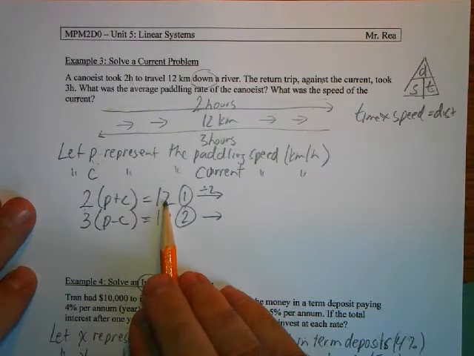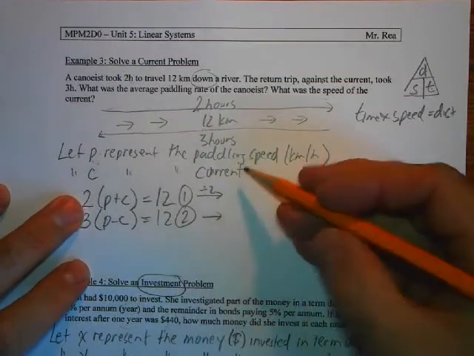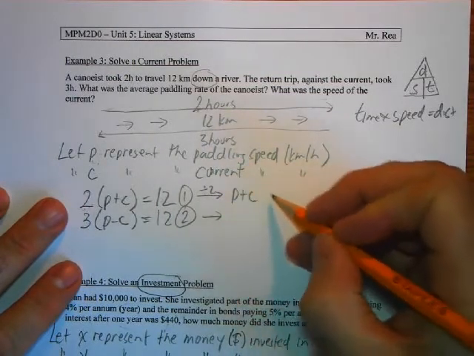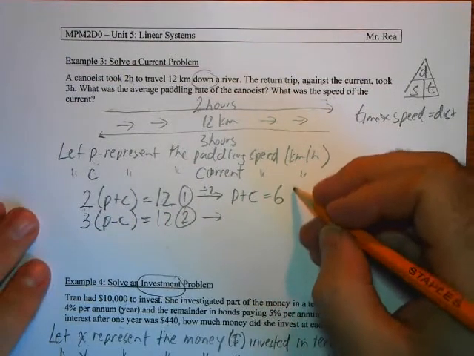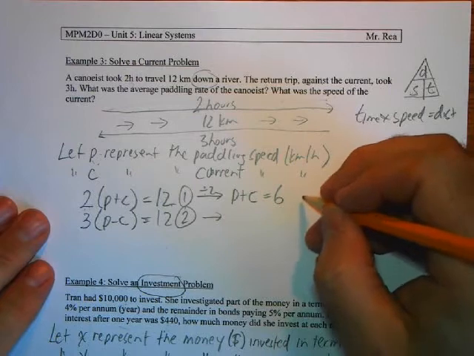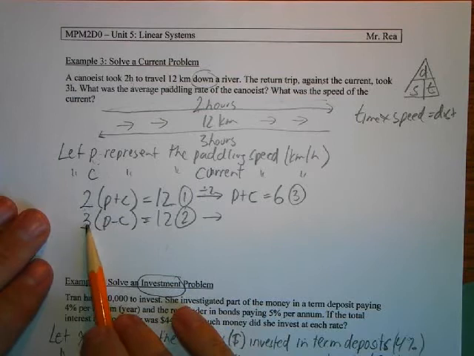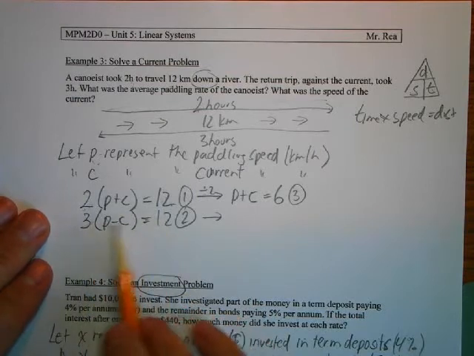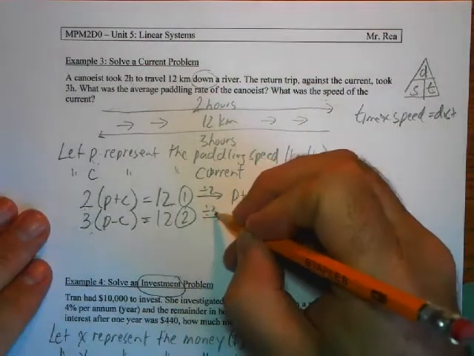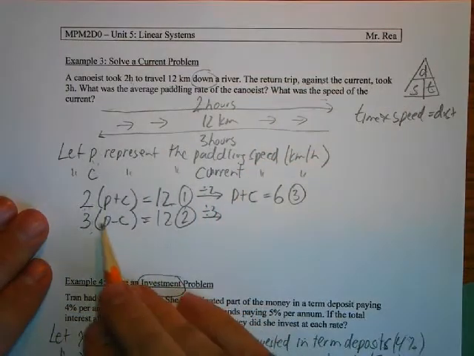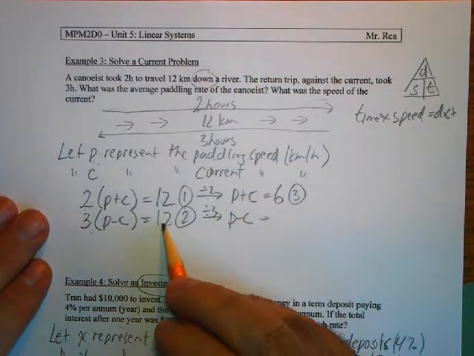So when I divide this equation by 2, the left side divided by 2 cancels the 2 there, and it's just p plus c. And then when I divide the 12 by 2, I get 6. And there's my new equation 3. Now, this one here, I'm not going to divide by 2. I'm going to divide by 3 because both of these can be divided by 3. I cancel out that 3 entirely. So if I divide that equation by 3, it cancels the 3, so I get p minus c is equal to 12 divided by 3, which is 4.